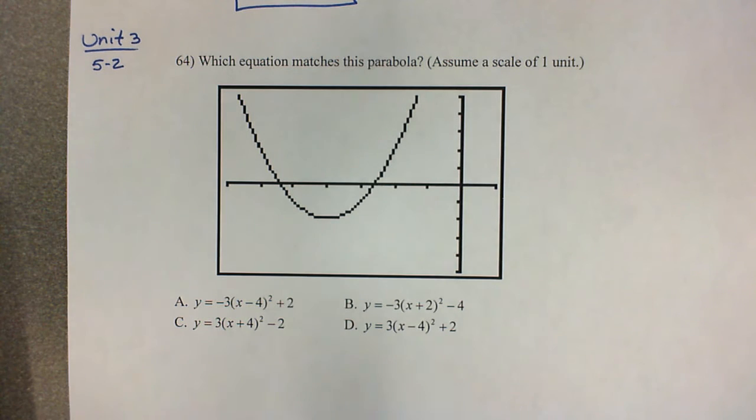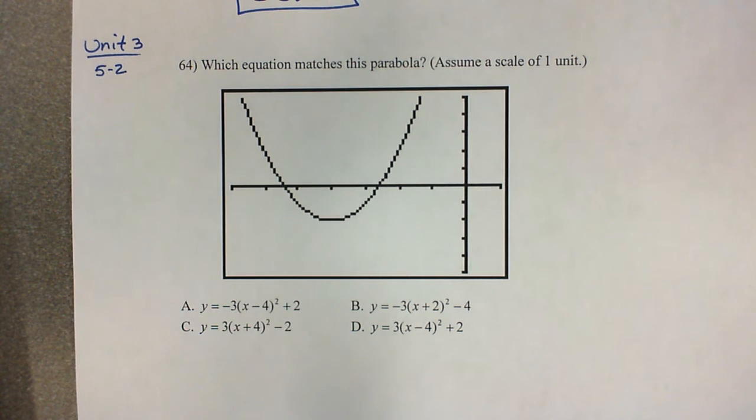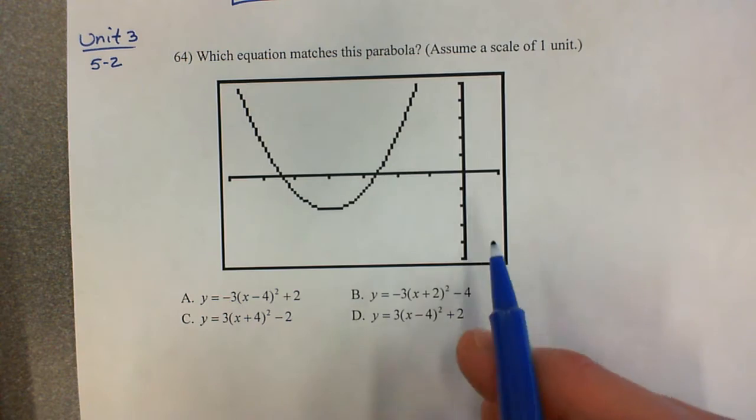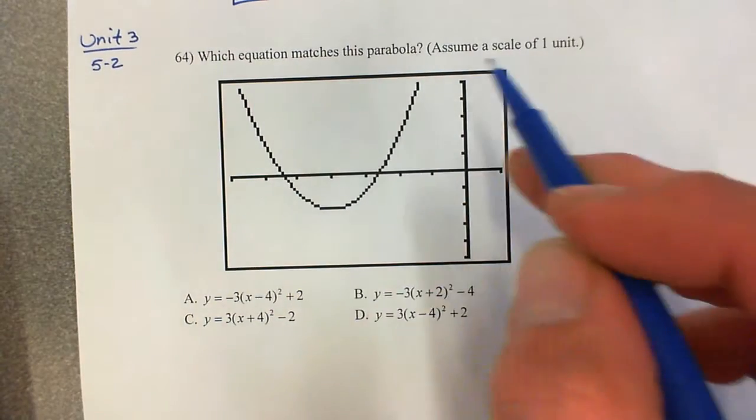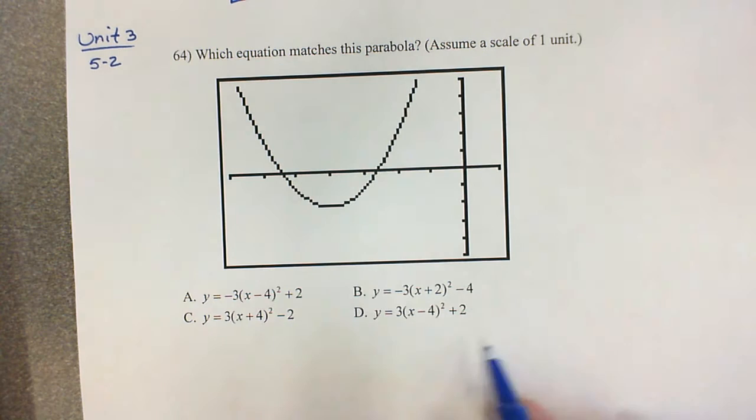Okay, here we're going to review a couple questions from Unit 3 on graphing parabolas and also one more factoring question. We're going to do 64 through 66 here. So on 64, this is a graph of a parabola, and this is in vertex form.